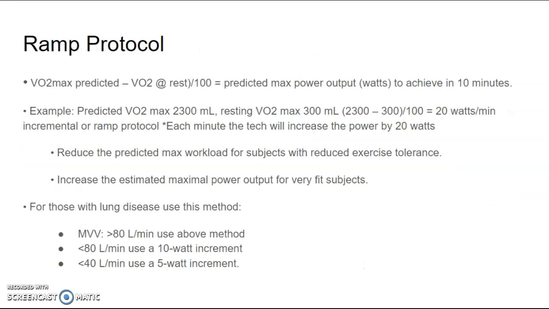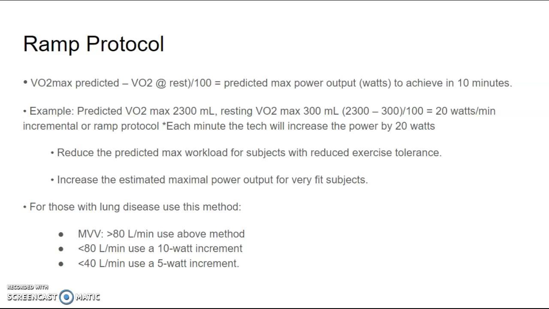If you are doing the progressive type of exercise testing, then you're probably going to be using the ramp protocol. So we actually have a method to determine how you're going to set your ramp protocol up. What you're going to do is take your predicted VO2 max for your patient and subtract out the patient's VO2 at rest, and then you're going to divide that number by 100.